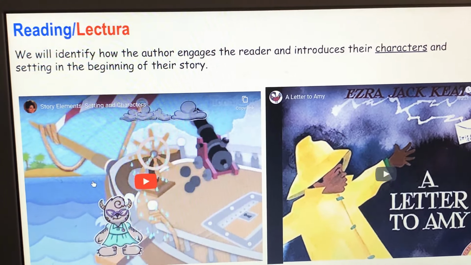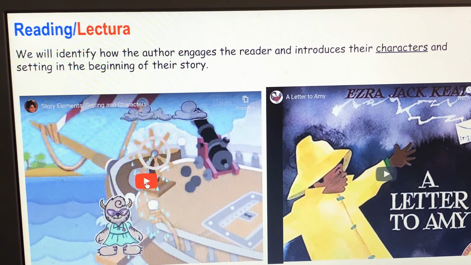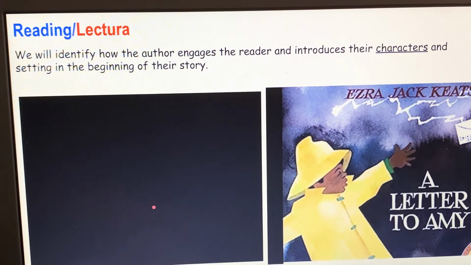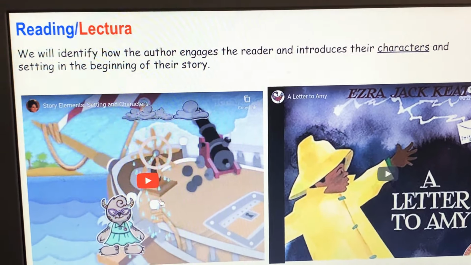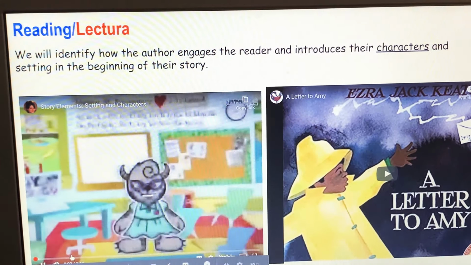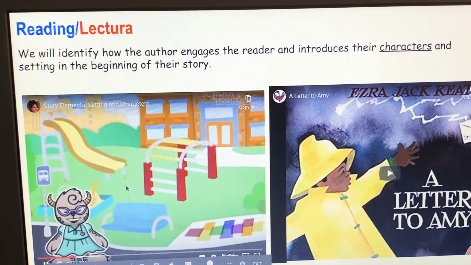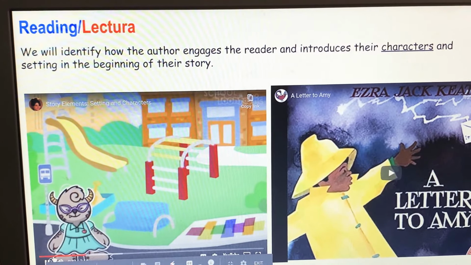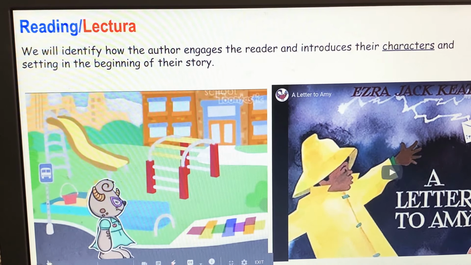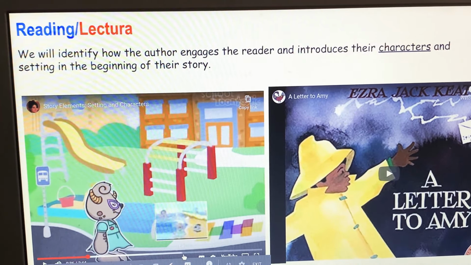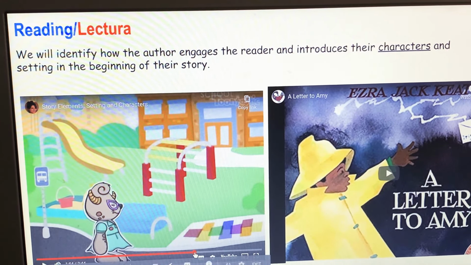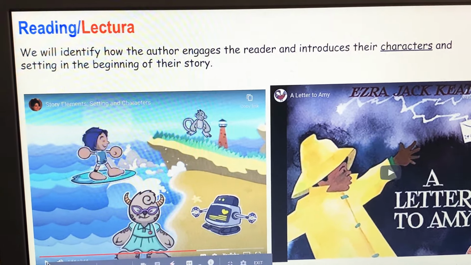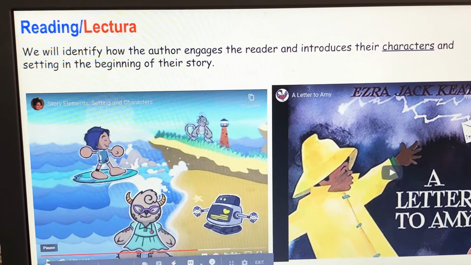Before we start to do that, we're going to review what is a setting and a character. So first we're going to click here. And in this video, you're going to see how the author explains what the setting of a story is. The setting of a story is where and when the story takes place. Excellent. And if we go a little further, we're going to see how the author describes the character in the story.